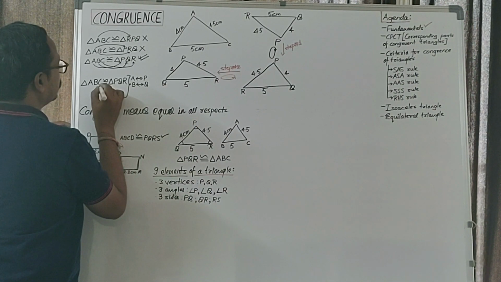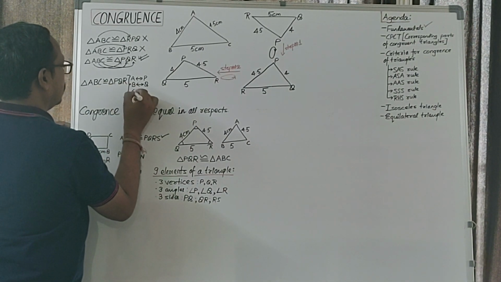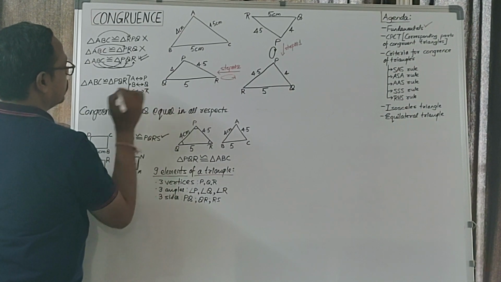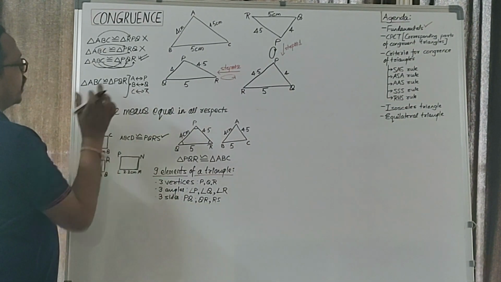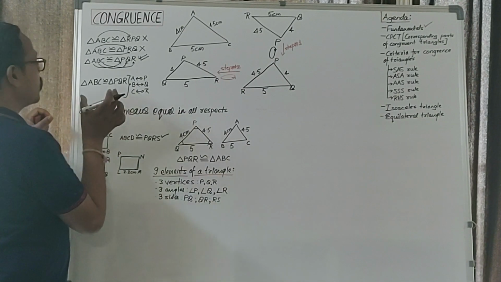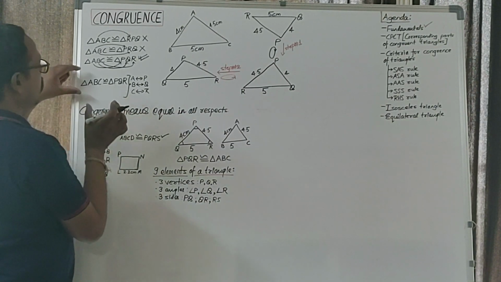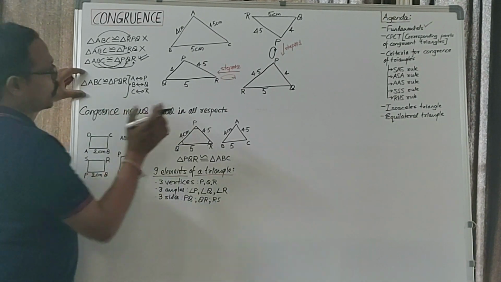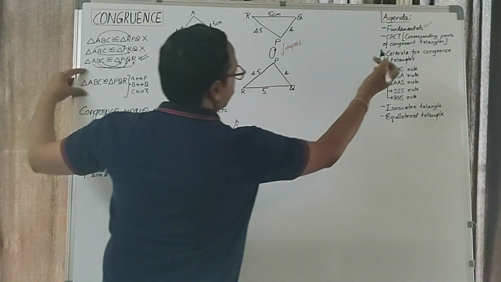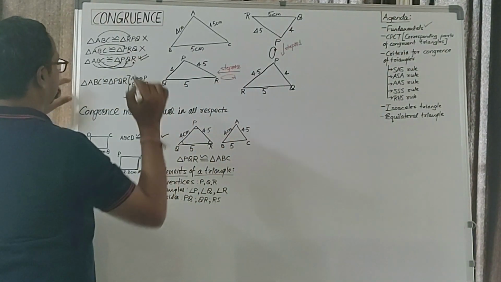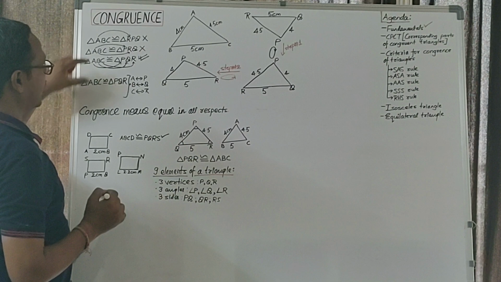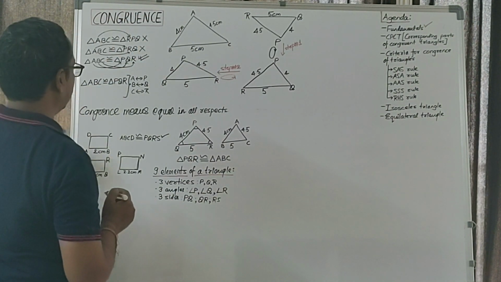What is the corresponding vertex of C? Is R. Yeah, that's correct. That's correct. So this is the way we have to prove it. Okay. Now, since we have proved, this is what we call corresponding parts of congruent triangles. Once we have proved that they are congruent, right?